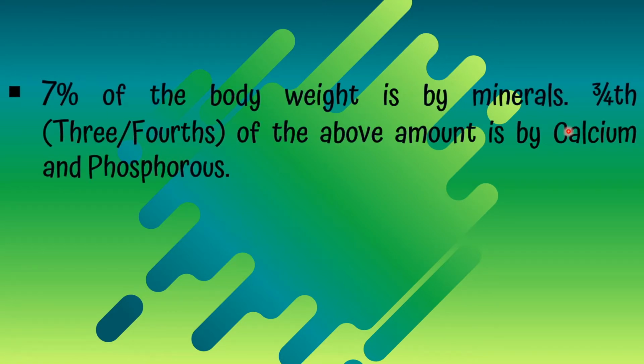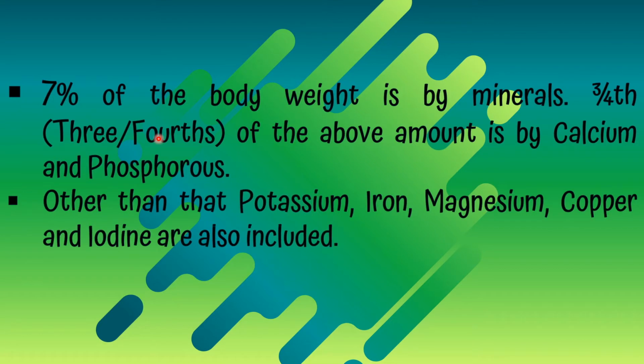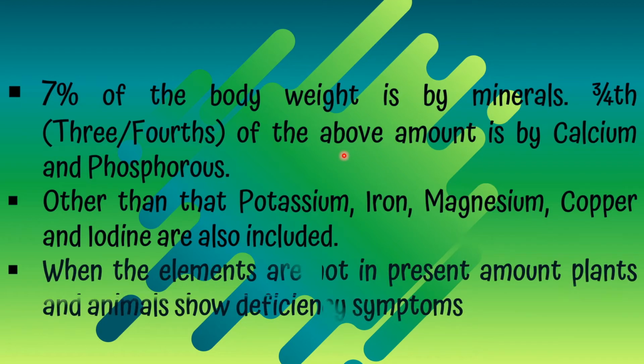Seven percent of the body weight is made up of minerals. Three quarters of that amount is calcium and phosphorus. Other than calcium and phosphorus, potassium, iron, magnesium, copper and iodine are also included. When the elements are not present in the required amount, plants and animals show deficiency symptoms.